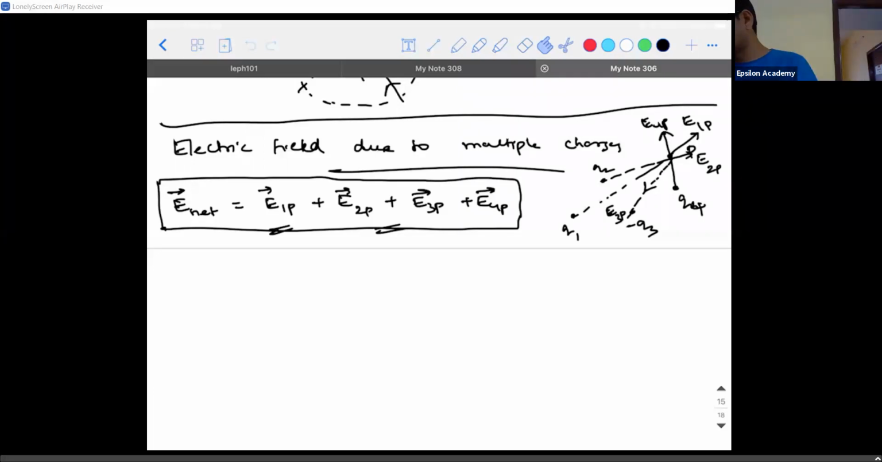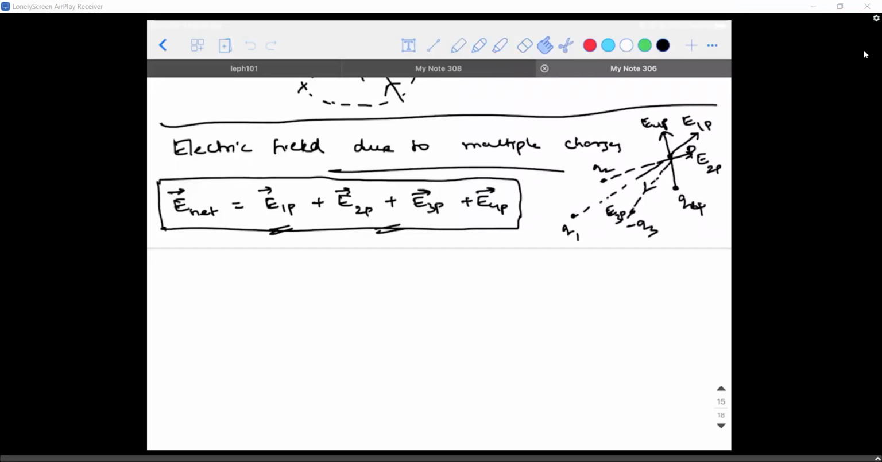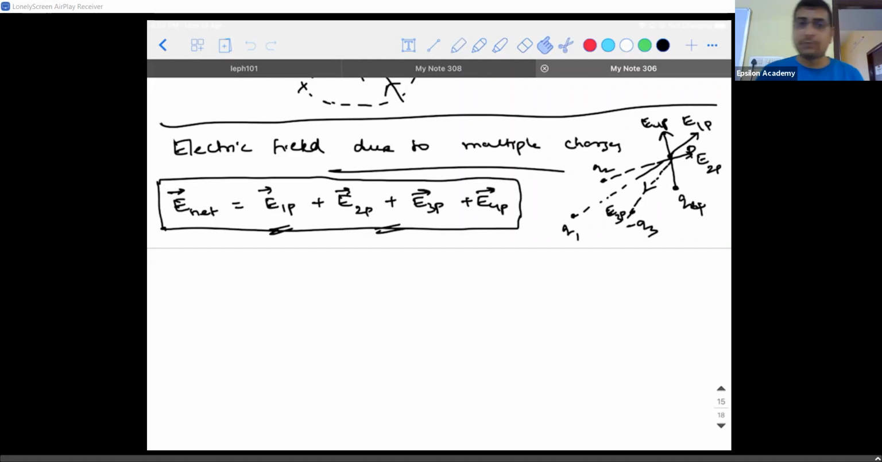Last class I explained this also. What is the direction of electric field intensity due to an isolated positive charge and negative charge? Due to an isolated positive charge, it is outward direction. That is, it is always away from the system. Whereas due to negative charge, it is towards the system.